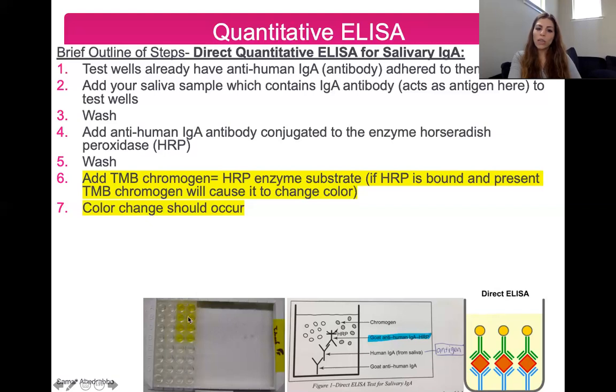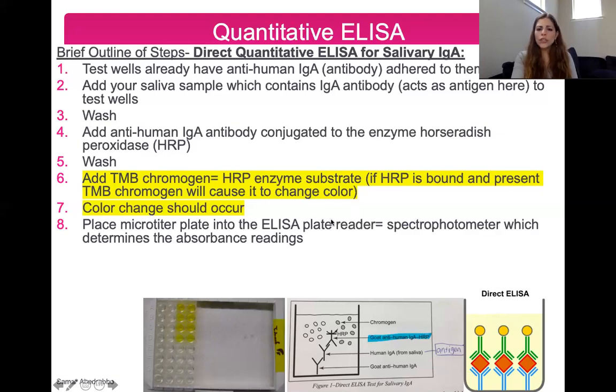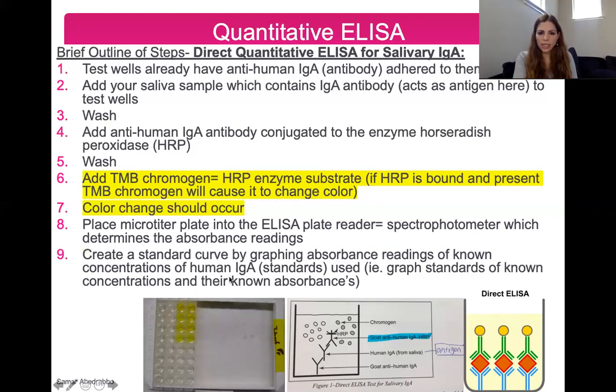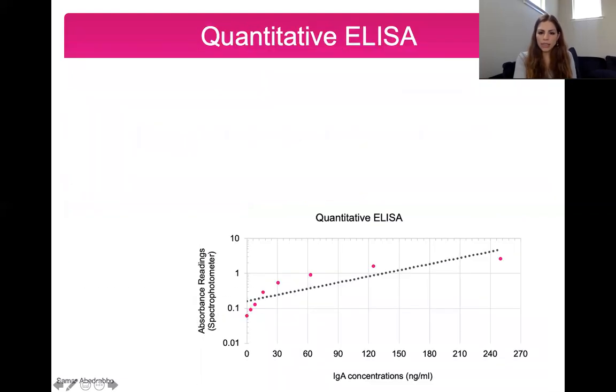So then the idea is, let's say this was one person, this was another person, this was another person. How much IgA do they have? So how yellow is this compared to this? And this is where we're going to use a spectrophotometer. A spectrophotometer determines how much absorbance is happening in there, so how strong the color is, to make it easier. And then you're going to create a standard curve.